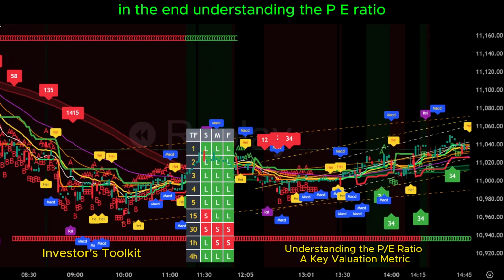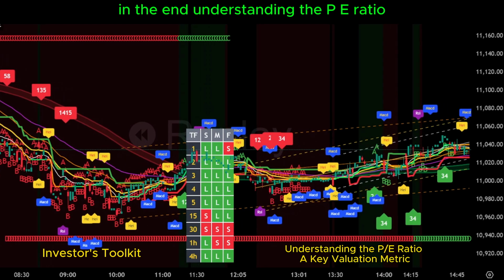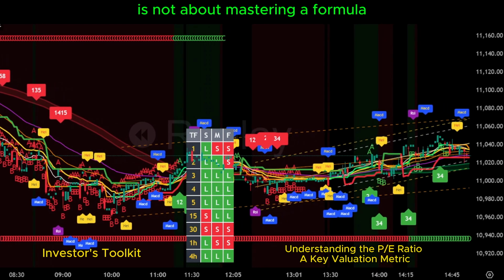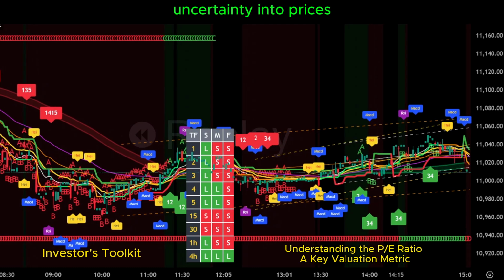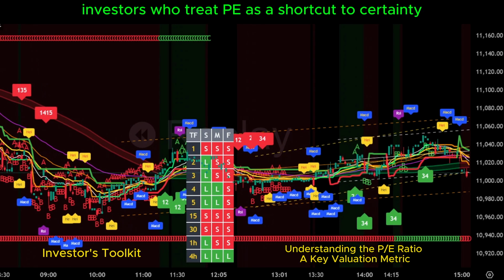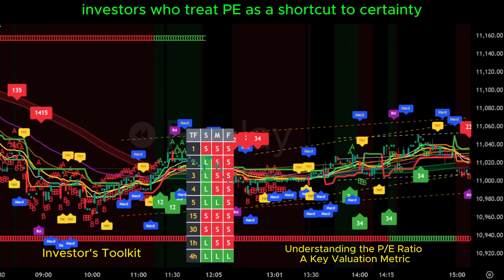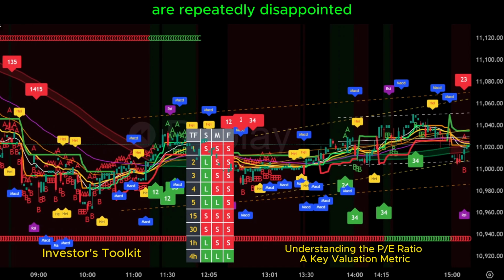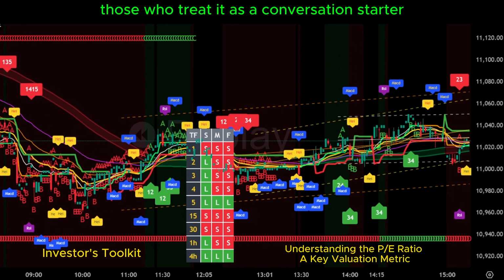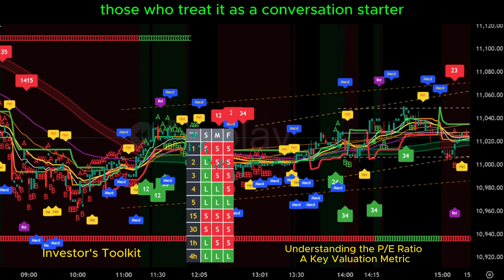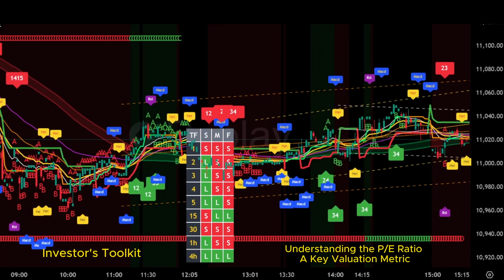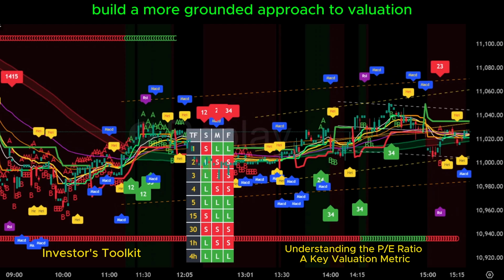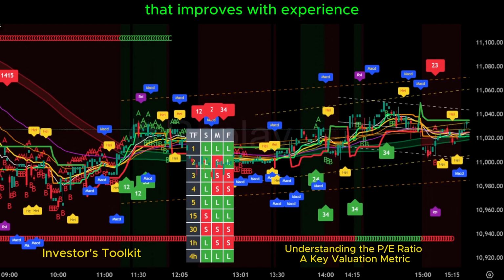In the end, understanding the P/E ratio is not about mastering a formula. It is about learning how markets translate uncertainty into prices. Investors who treat P/E as a shortcut to certainty are repeatedly disappointed. Those who treat it as a conversation starter, a way to ask better questions about growth risk and durability, build a more grounded approach to valuation that improves with experience.